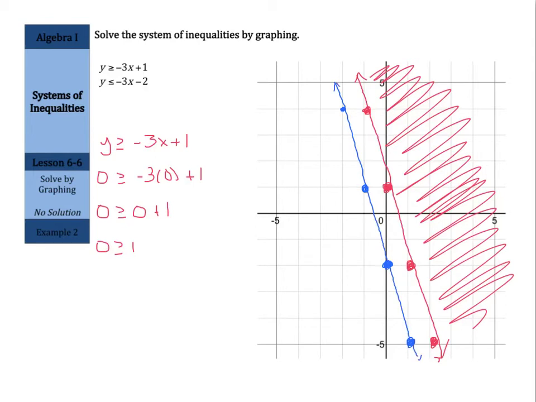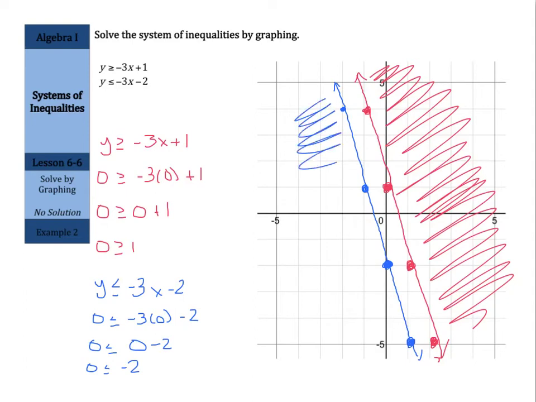And we're again going to test 0, 0 here, as it does not pass through 0, 0. We can use that as our test point. Negative 3 times 0 is 0, minus 2. Is 0 less than or equal to negative 2? Well, no. So we're going to shade in the opposite direction of 0, 0, which is out in this direction.